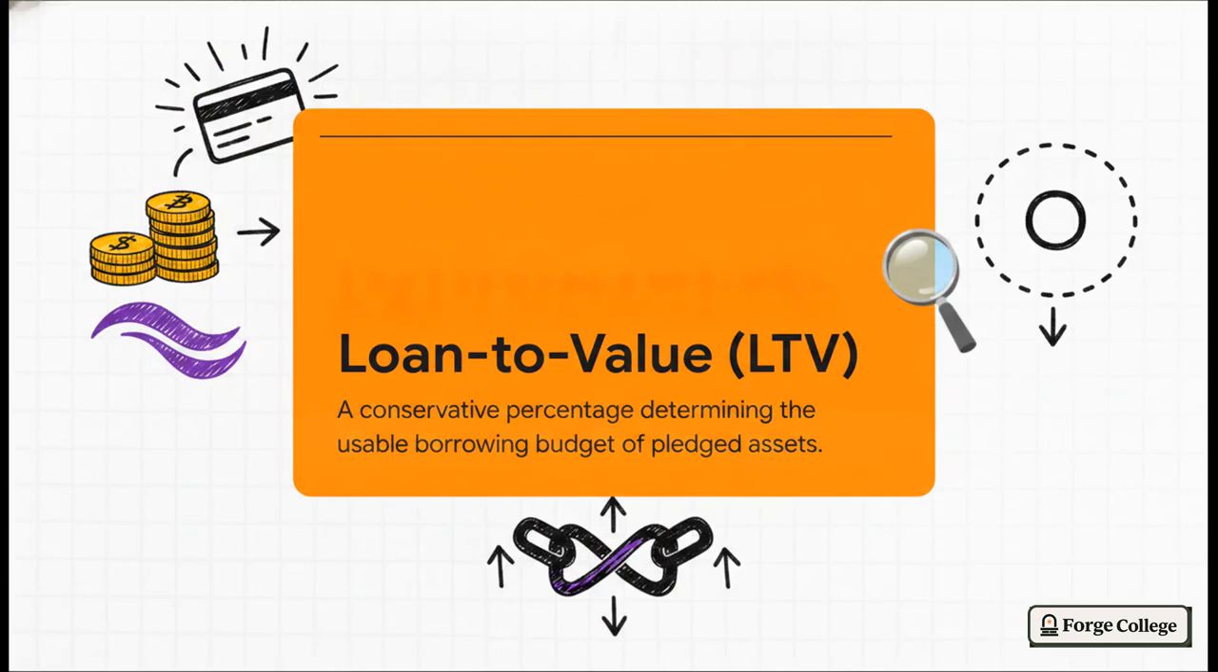Let's break down LTV, or loan to value. Think of this like a credit card with a dynamic limit. Say you deposit $100 worth of Solana. The protocol isn't going to just let you borrow $100 against it. Instead, they apply a conservative percentage, let's say 75%. That LTV dictates exactly how much borrowing power your pledged collateral actually gives you. It's basically a built-in buffer against the crazy volatility of crypto assets.